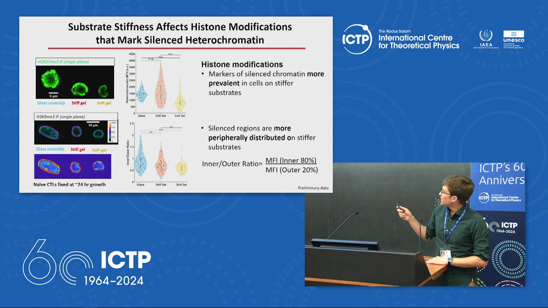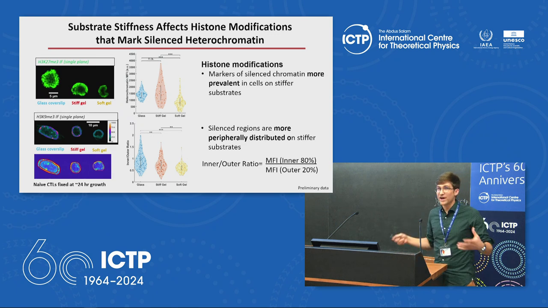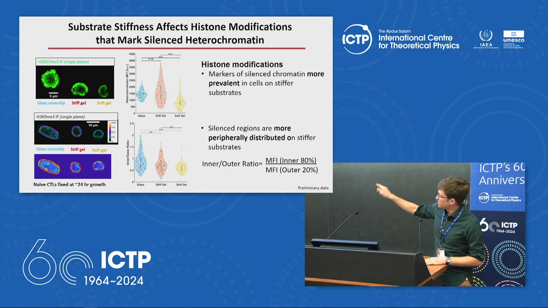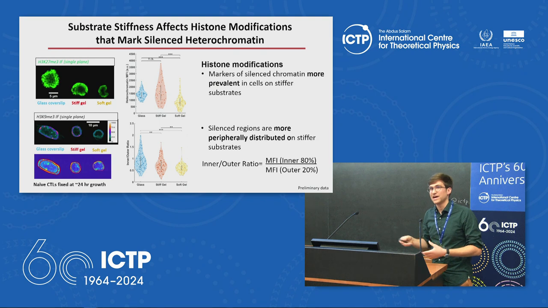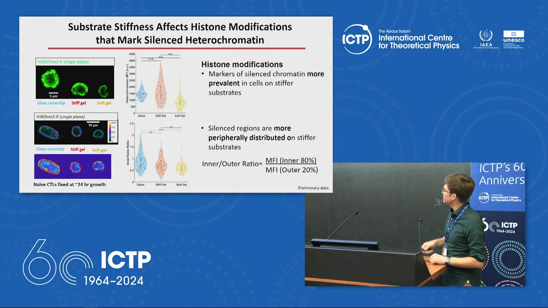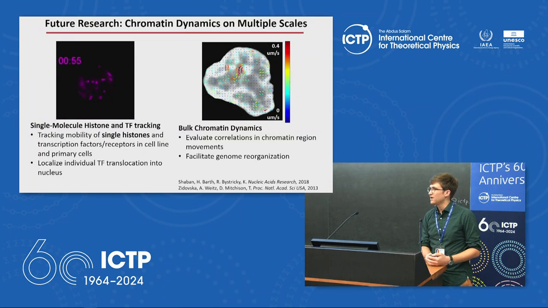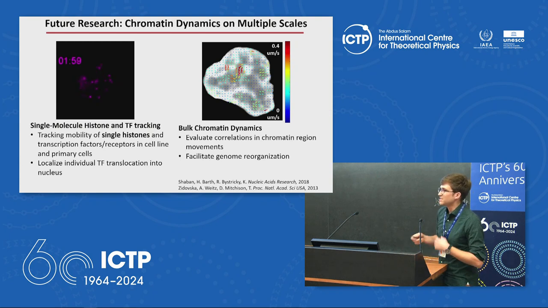You can see for stiffer substrates, we have more heterochromatin that seems to be expressed, as well as more peripheral heterochromatin. By taking the ratio of the fluorescence on the outside to the inside, you can see more peripherally distributed heterochromatin. In the future, we're going to focus on the movement of individual histones within cell lines and primary cells to investigate how those small-scale interactions are occurring and transcriptional accessibility.